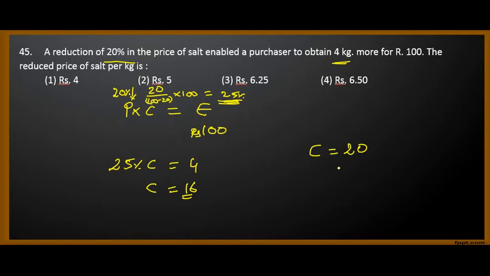So 20 kgs is equivalent to how much is given? 20 kg price is equivalent to 100. So 1 kg cost price will become 5 rupees. So the answer is option 2.